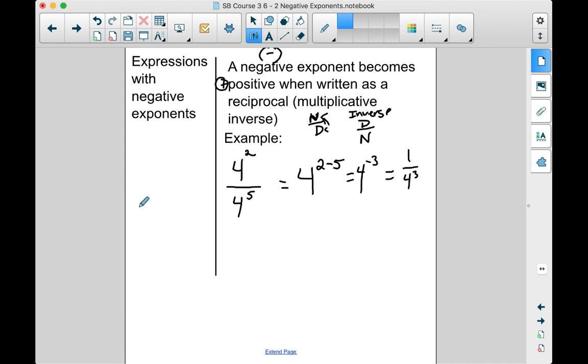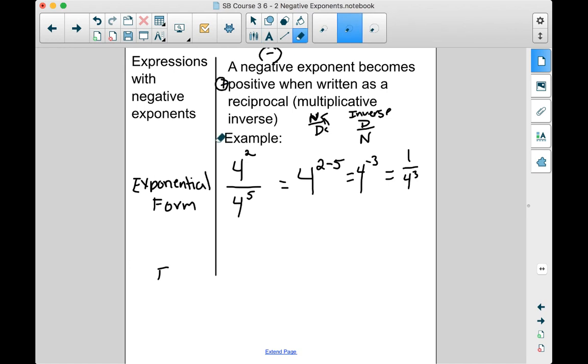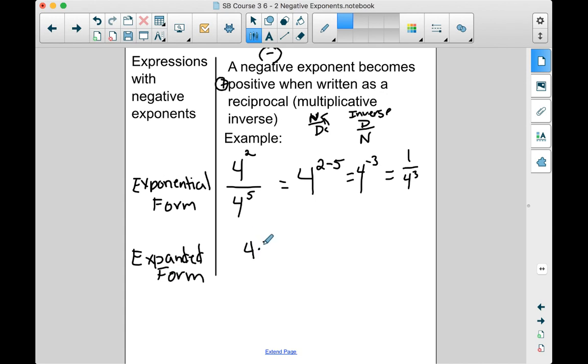So I'm going to go ahead and label this exponential form. So then in standard form, I'm sorry, not standard, expanded form. Here we go. 4 times 4 divided by 4 times 4 times 4 times 4 times 4. 1, 2, 3, 4, 5.